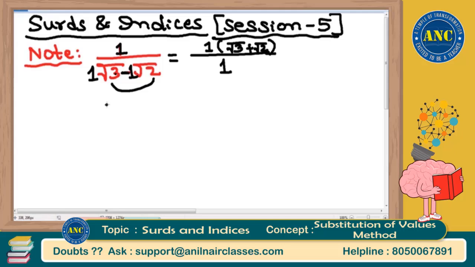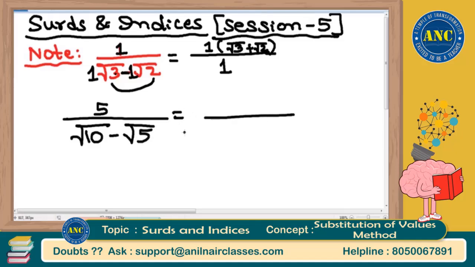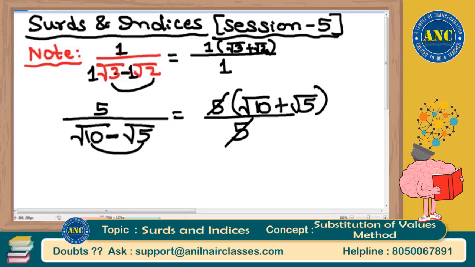Suppose for example I have 5 divided by root 10 minus root 5. Directly you can write the answer. Root 10 minus root 5, it is having coefficient 1. 10 minus 5 is nothing but 5. That 5 will come in the denominator. It will cancel with this numerator 5. That means numerator and denominator will be having 1. And numerator again will be having root 10 minus root 5 will become root 10 plus root 5. I hope the idea is clear.